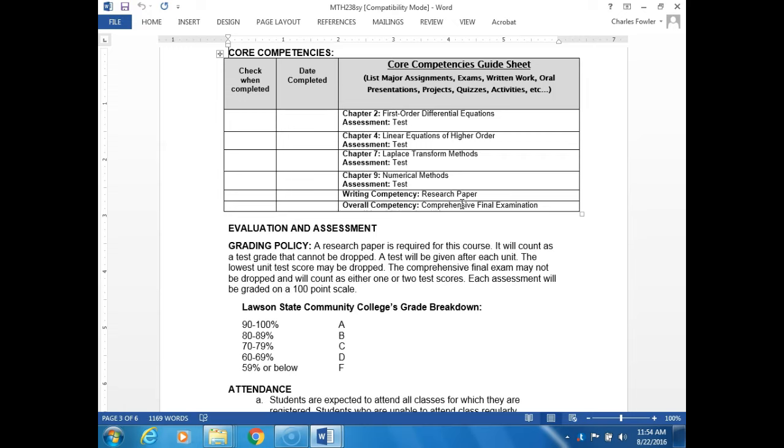Your writing competency will be your research paper, and I probably will change this. Your overall competency will probably be your Chapter 9 test, okay? I doubt if we'll do a comprehensive final exam. My guess is we'll have a test there. But guess what? This numerical methods is going to cover all and more of this, okay? So that, in a sense, will almost be somewhat comprehensive.